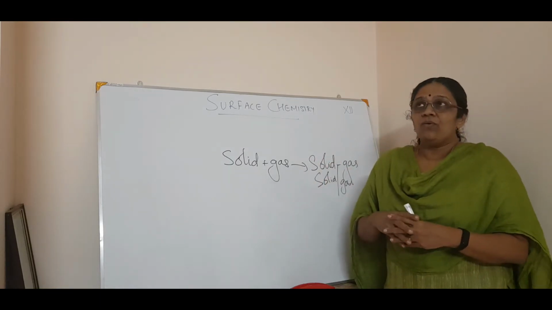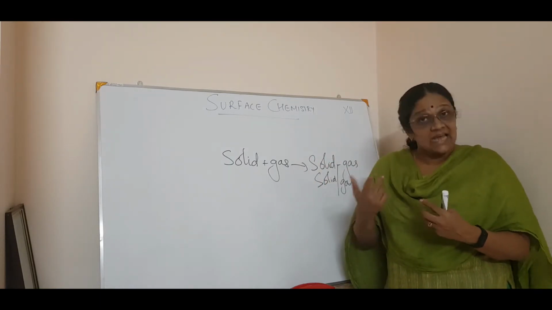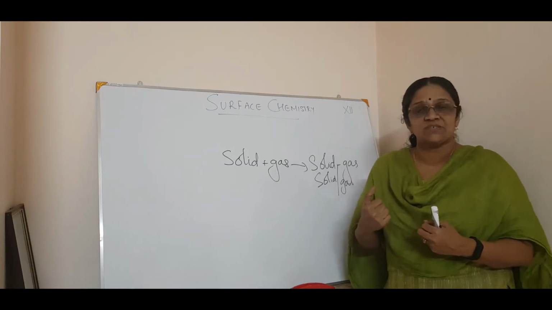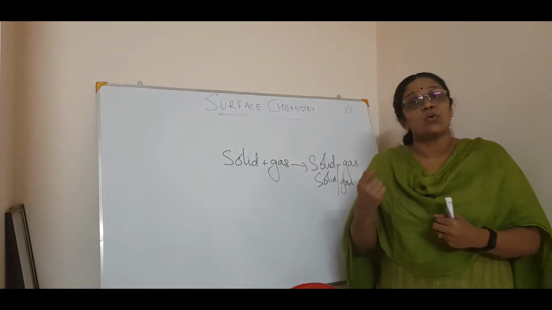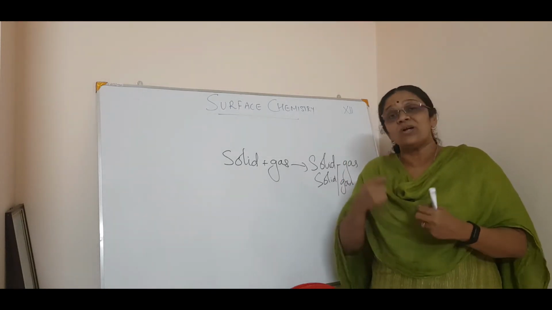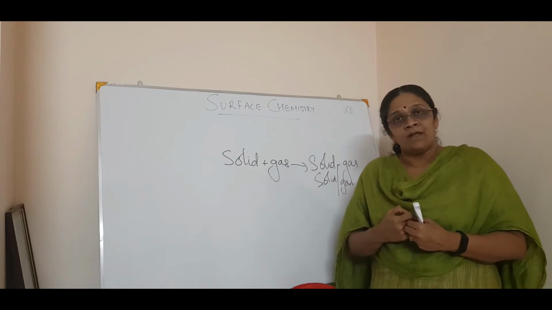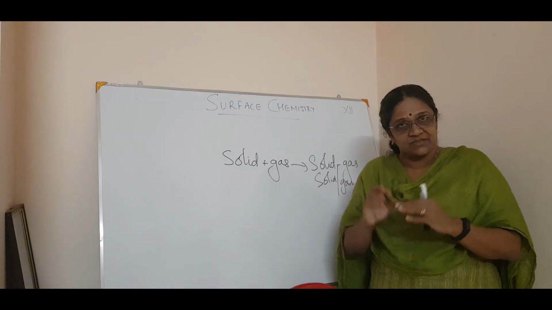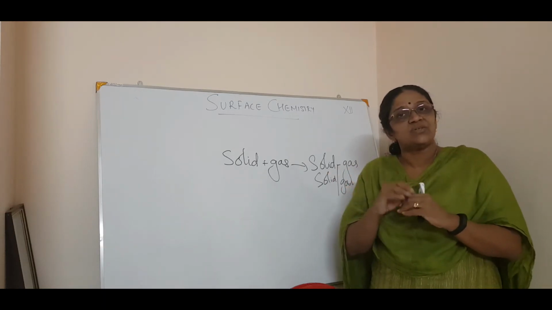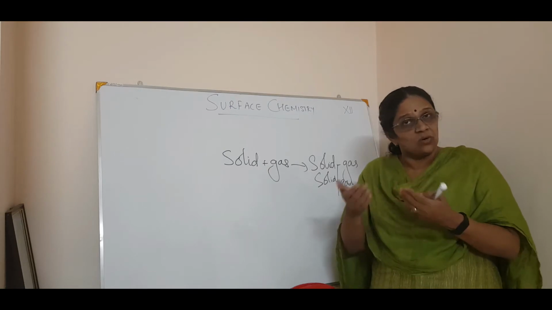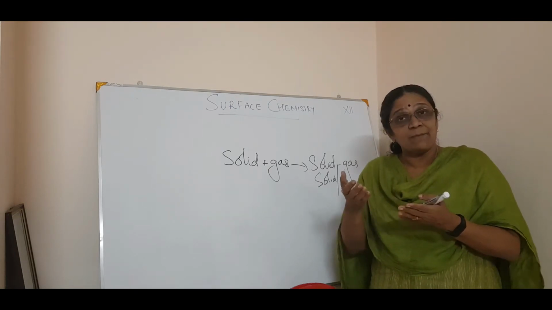Now if you want an example of surface chemistry, the best example is corrosion. Just think about what is happening in corrosion. Corrosion means corroding of metals. For example, if you take rust, how is the rust formed? You have metallic iron, isn't it? That's a solid.